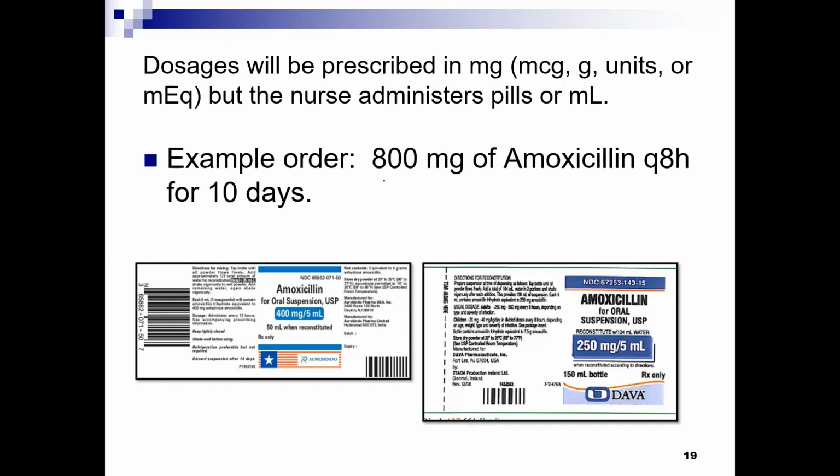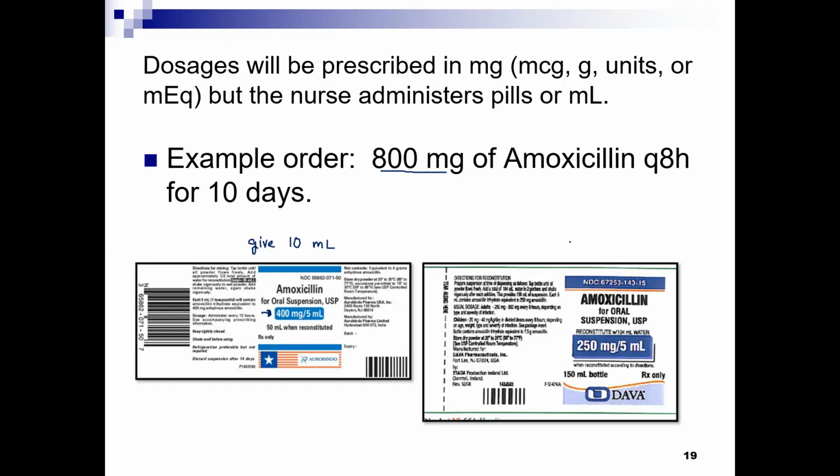So we see here that the order is for 800 milligrams. I'm looking at the first med. I see the strength here in the middle, and I can do this math in my head and see that I would give 10 milliliters, because it tells me 400 milligrams is 5 milliliters, so 400 times 2 would be 800 milligrams, which would be 10 milliliters.